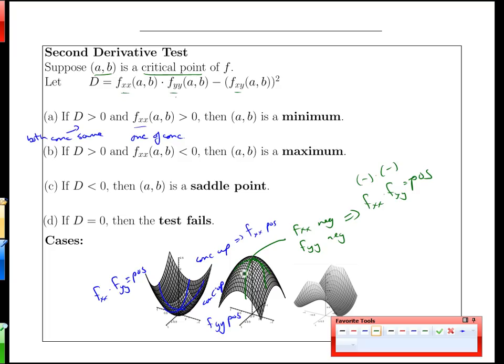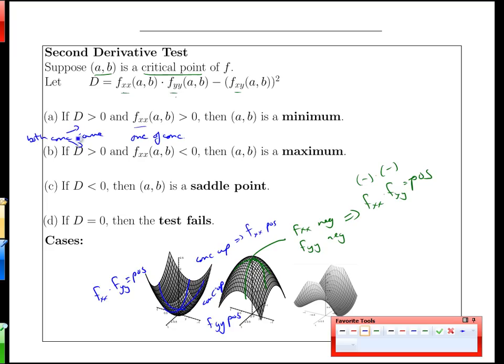So what these two scenarios share in common is that if we multiply out the concavity in both directions, they're either both positive, meaning the product is positive, or they're both negative, again, meaning the product is positive, and that would make our D value positive. We'll sort of brush this under the carpet for the moment. And then, what this D being positive means is that both concavities are the same.